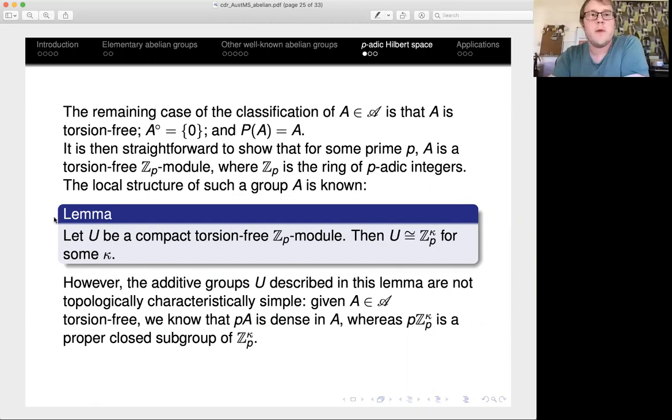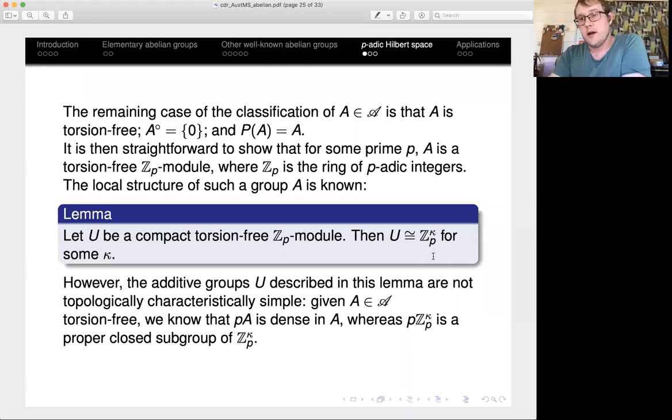Okay, that's fine. So the last case is the one that I couldn't find in the standard classification literature, which is that we have a torsion-free group, it's totally disconnected, and the periodic part is everything. So then it's straightforward to see this is a ZP module, where ZP is the p-adic integers. And if you have a compact torsion-free ZP module, it's just a direct product of kappa copies of ZP. That's a standard thing. And in particular, these things are all free as modules, if you like.